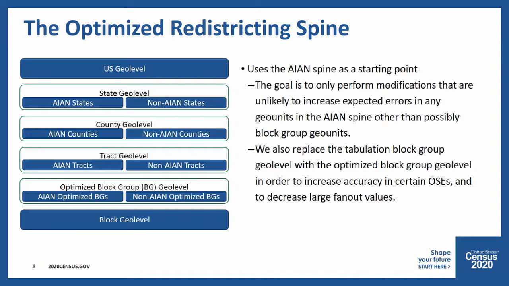So we only make a change to the AIAN spine when it will not increase error in any GeoUnit on the AIAN spine, and ideally, increase accuracy in at least one GeoUnit. In other words, we are not using anything like mean squared error or any average error over all the GeoUnits on the spine. It's much more like a Pareto optimality idea here.